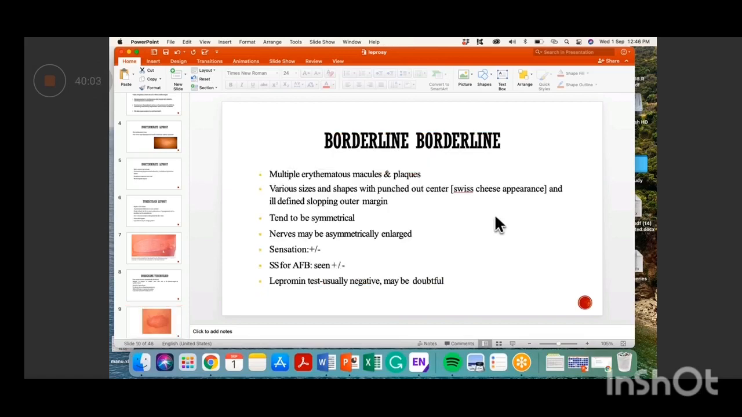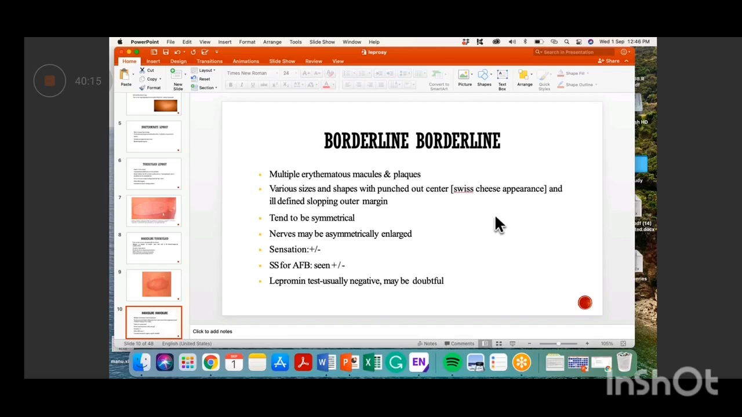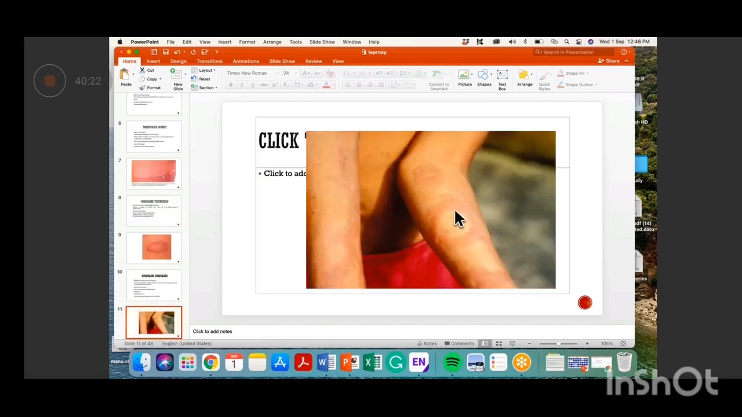Now coming on to borderline leprosy, herein varying shapes and sizes with punched out center is seen, that is classical Swiss cheese appearance with an ill-defined sloping outer margin. These tend to be asymmetrical. The loss of sensations may or may not be there. Nerves are also asymmetrically enlarged. Lepromin test is usually negative. As you can see in this lesion in the arm, herein, the center is clearly well defined. The outer borders can be merging with the surrounding tissue.